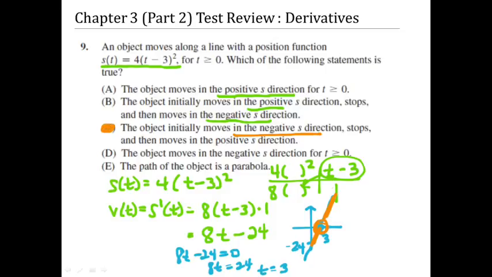Let's consider the other two. The object moves in the negative direction for all t greater than or equal to 0. That's not true, because it turns positive here after t equals 3. And then answer E says the path of the object is a parabola. I know that answer may be tempting because the position function is a quadratic. But remember, they told us this object is moving along a line. It's just moving back and forth on a line. And so its path is not a parabola. And so therefore our answer is answer C.